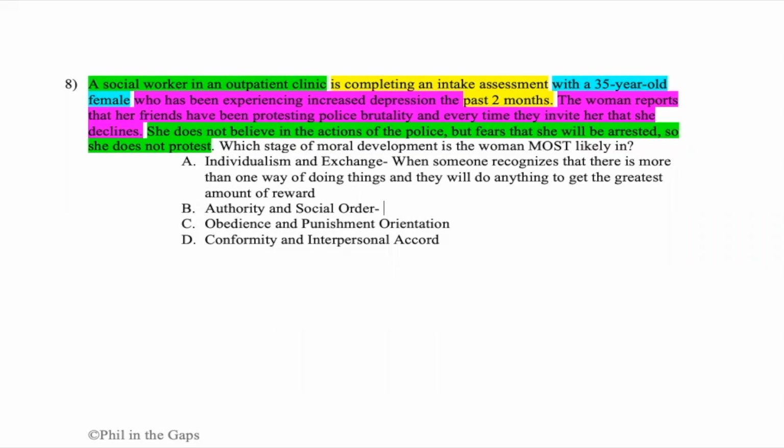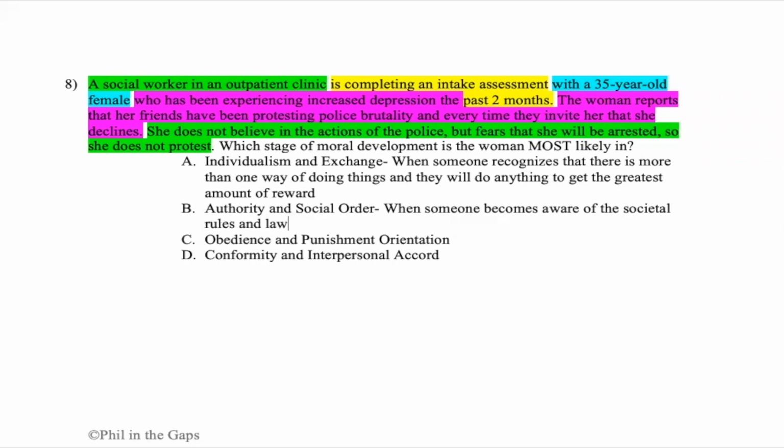B, authority and social order, is when someone becomes aware of the societal rules and laws and avoids breaking them at all costs. The purpose for not breaking them, because rules are rules, is to maintain social order. It's all about order with everyone.